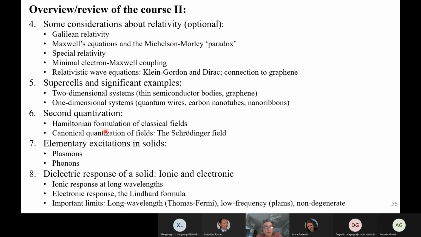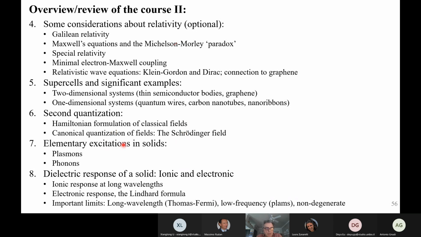And then we went to the second main part of the course, which was second quantization. So how you formulate in a Hamiltonian way systems with infinitely many degrees of freedom, with a continuum of degrees of freedom, mainly fields, and how you quantize them. So the canonical quantization of fields, and we saw the example of the Schrödinger field, how you quantize electrons.